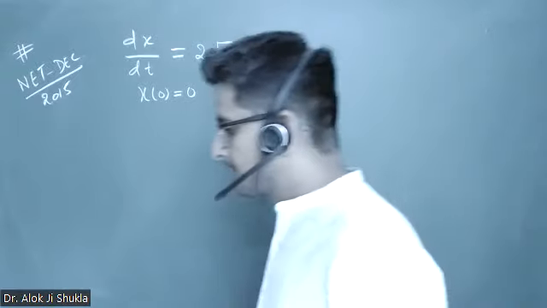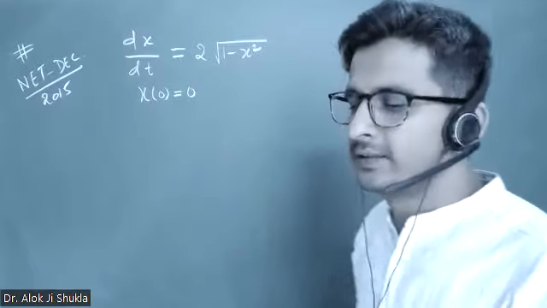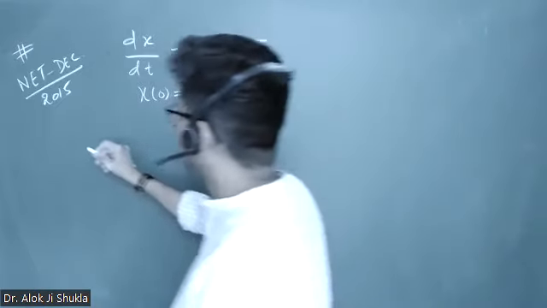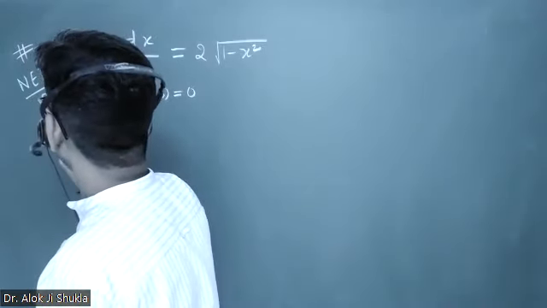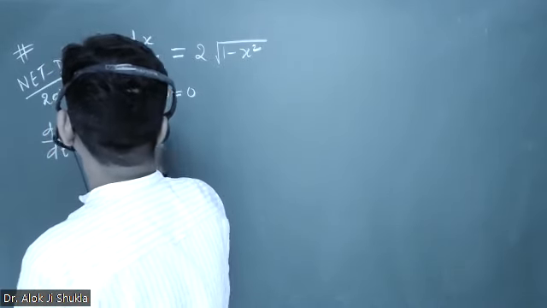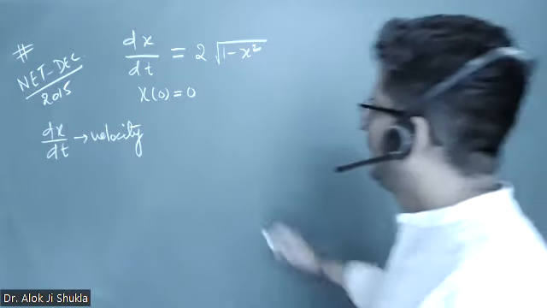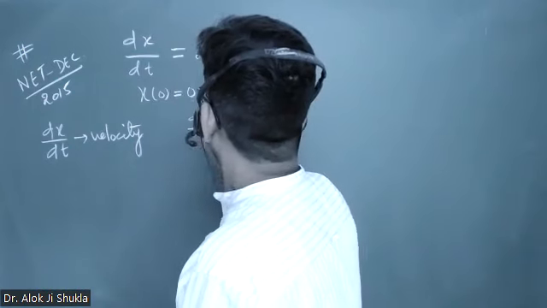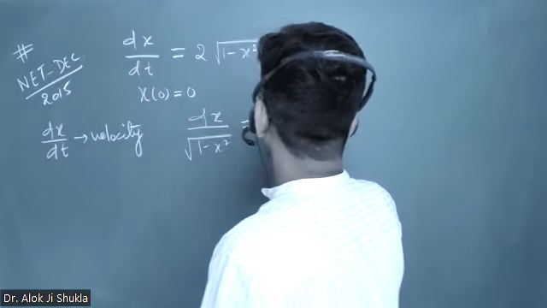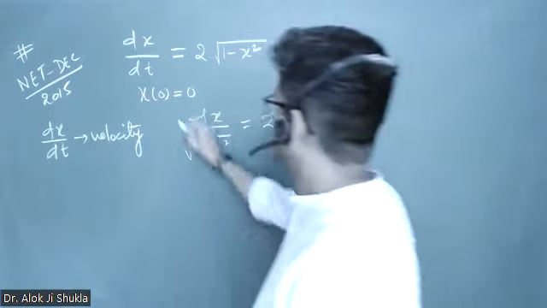Now consider this as an equation of a particle, like dx by dt can be velocity, right? Yes or no? It can be velocity. So consider this equation like this, and dx by root of 1 minus x square will become 2 times dt. So it is a simple variable separable integral.